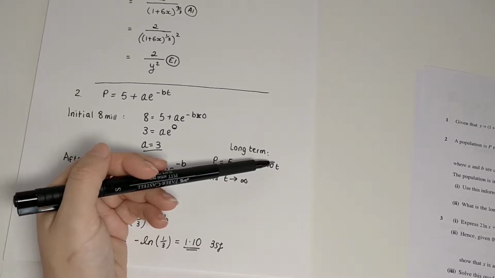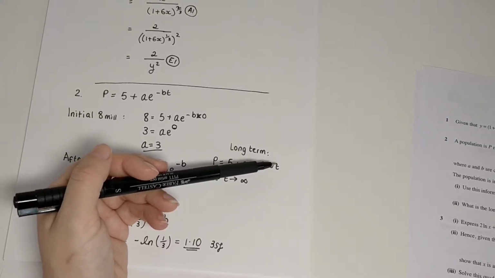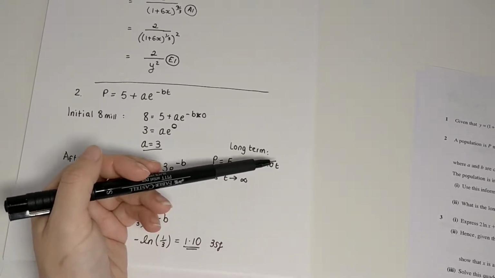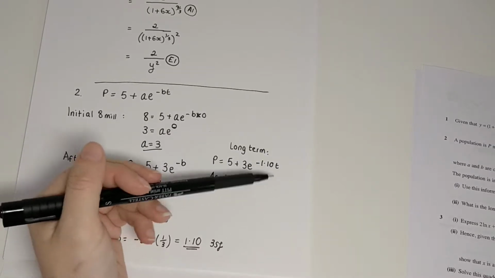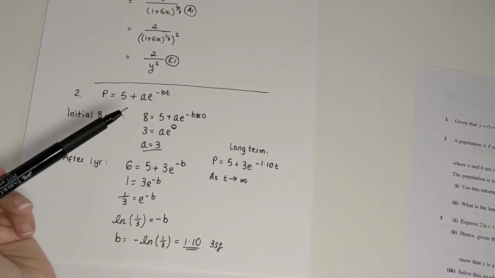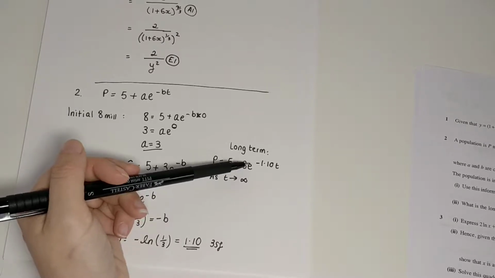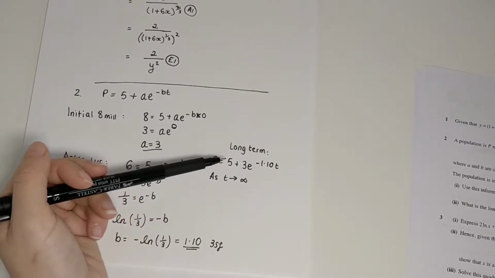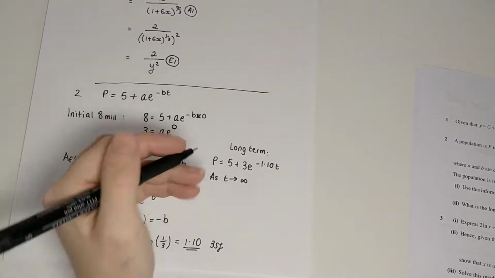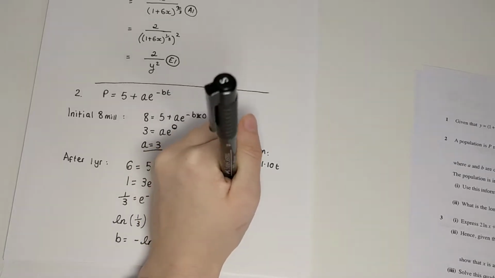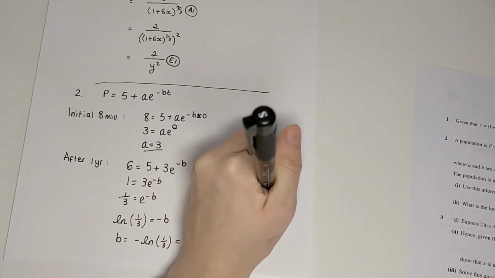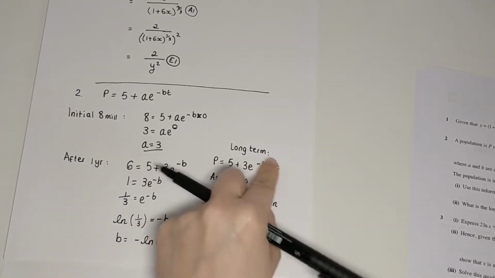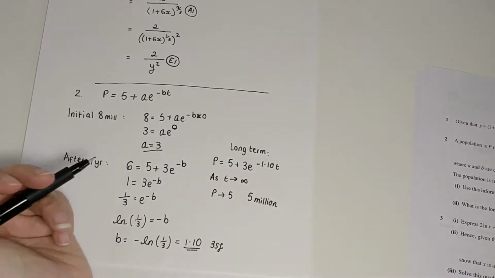e to the power of a negative really big number, that would be really small, right? E to the negative power of something, it gets smaller, doesn't it? Okay, so really, really small. So 3 times something really small is basically still nothing. So I've just got 5 plus something really small. So p would actually tend towards 5. So the long-term population would be 5 million. Because this bit is decreasing towards 0, and the 5 would be all that remains.